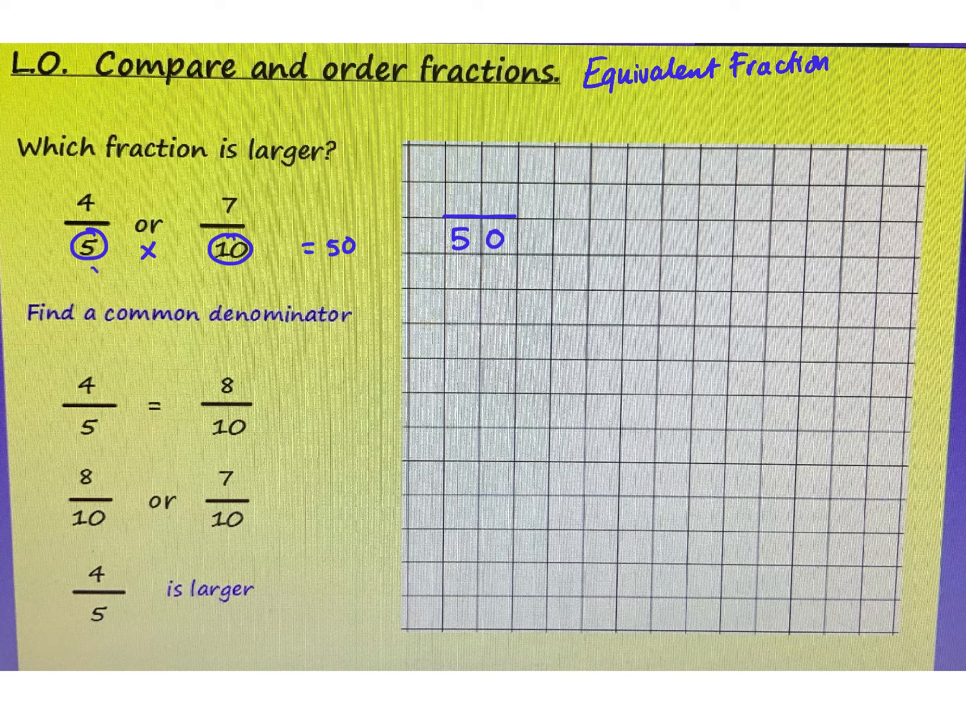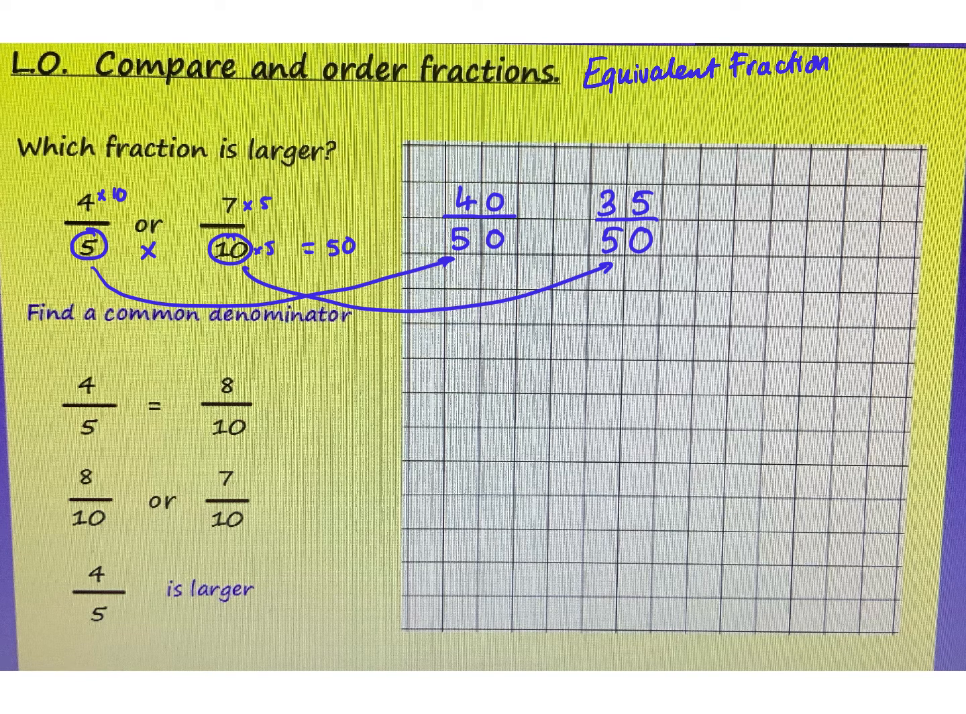So we could say, well, how have I got from 5 to 50? I've times it by 10. So I need to do the same to my numerator. So 4 times 10 is 40. How have I got from 10 to 50? I've multiplied it by 5. So I need to do the same to my numerator. So 7 times 5 is 35. So now they look much easier to order. I've got 40/50ths and 35/50ths.